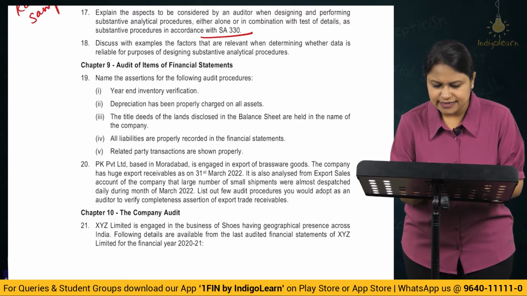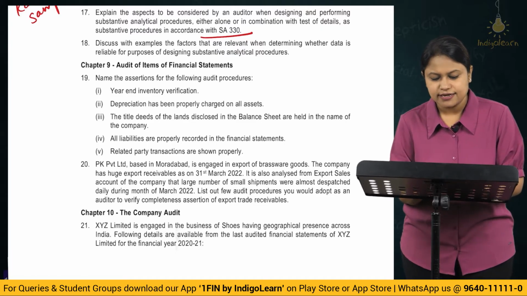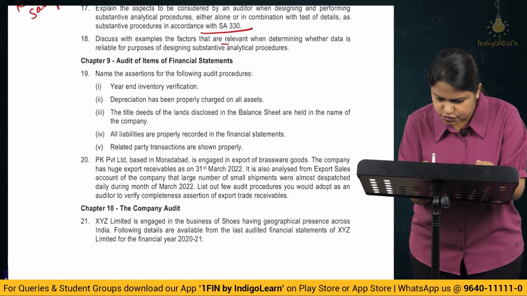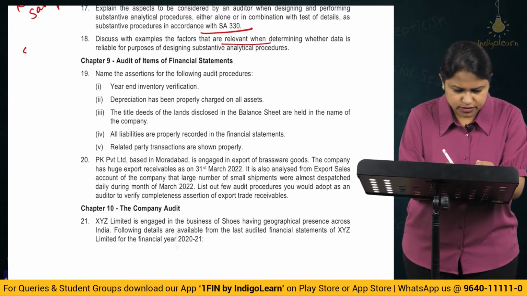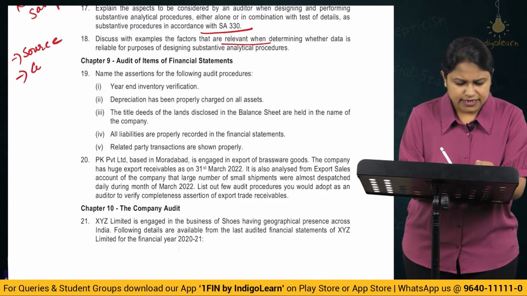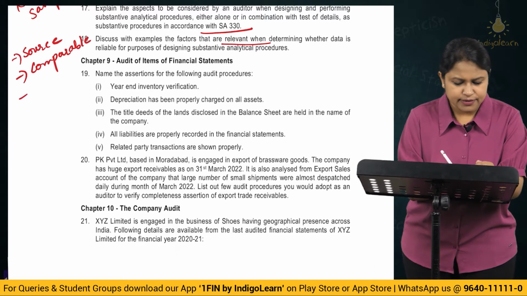Discuss with examples the factors that are relevant while determining whether data is reliable for the purpose of designing substantive analytical procedures. So here it is about relevance. That's quite simple. We take into account the source of the information. Okay, then we have comparability, because in substantive analytical procedures, what we do basically is comparison. So whether comparable information is available or not. So comparable. Then nature and relevance.